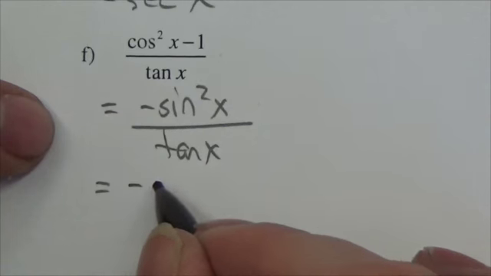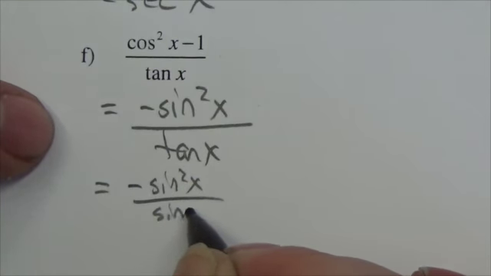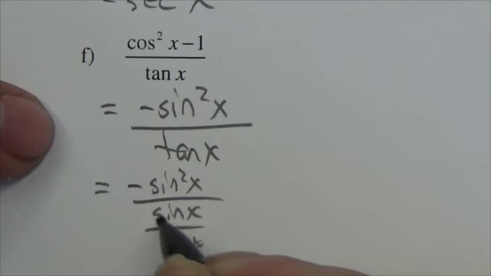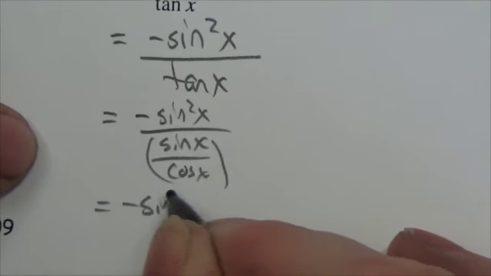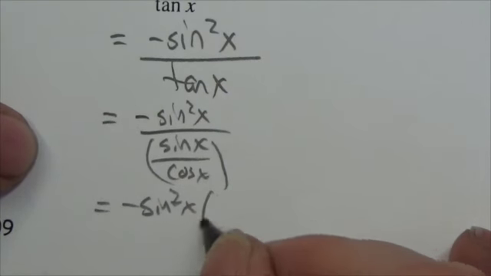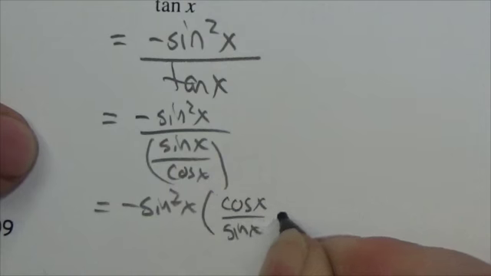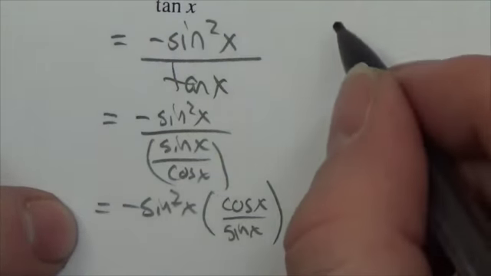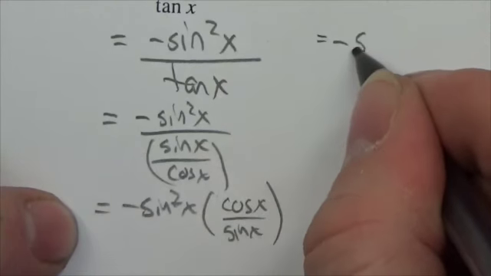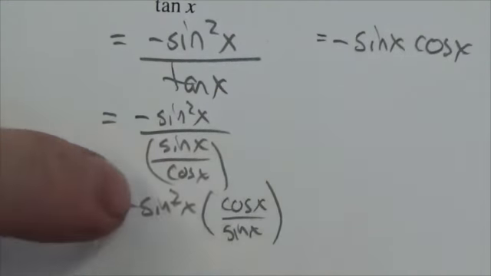Okay, now to simplify this even further, I'm going to take that tangent and write it as the sine of x over the cosine of x. And now that's going to become the negative sine squared of x. I'm dividing by a fraction, so I'll multiply by the reciprocal, cosine of x over the sine of x. Notice that one of the sines will cancel, and I'm going to be left with negative sine of x times the cosine of x. Okay?